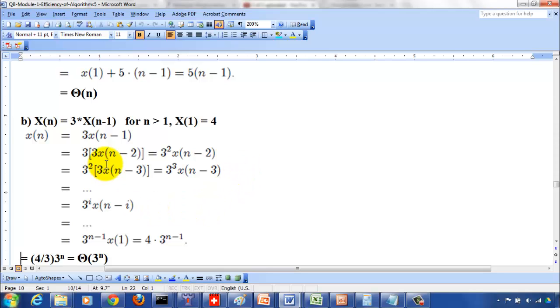So in general, x of n is 3 to the power i times x of n minus i. So again I can set i equals n minus 1. So it is 3 to the n minus 1 times x of 1, which is 4. So 4 times 3 to the n minus 1, I can say it is 4 over 3 times 3 to the n. So it is theta of 3 to the n. Okay.